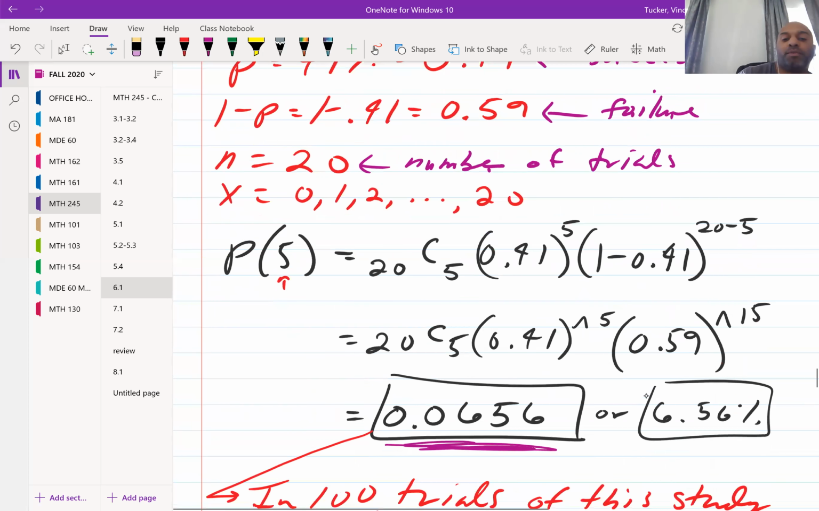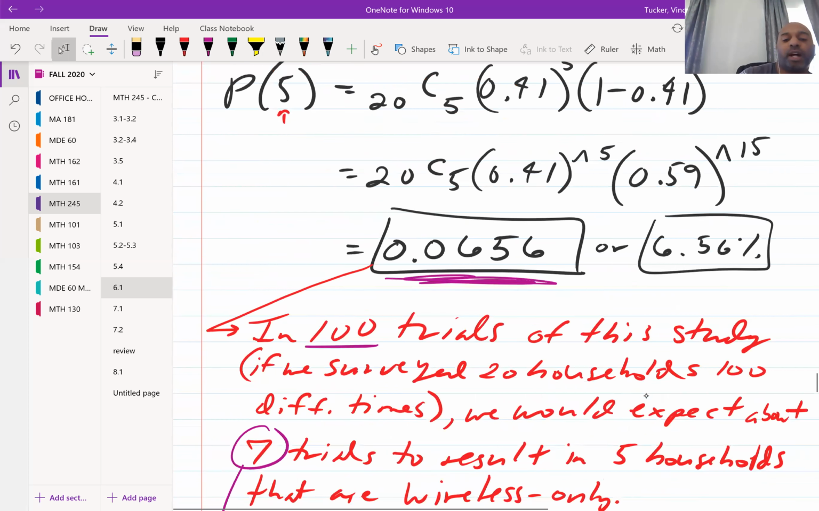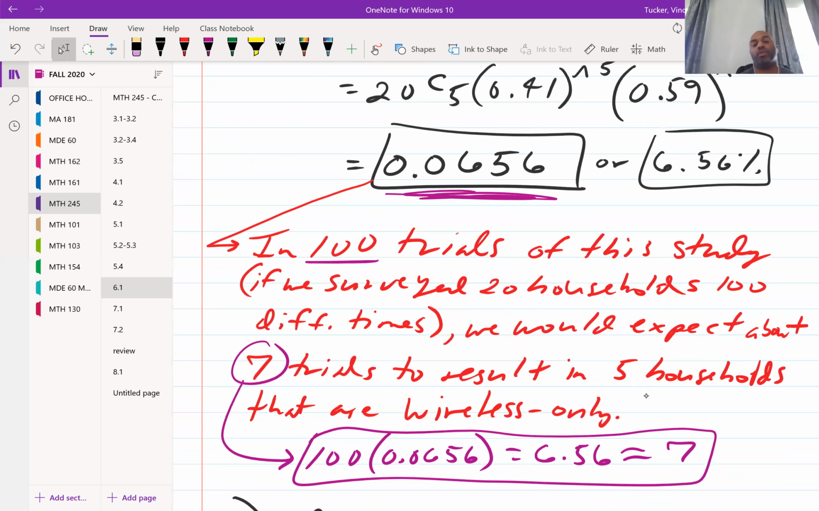Now, remember we talked about how MyMathLab may present an option for your answer. Notice in this case, it says in 100 trials of this study. I basically said that means if we survey 20 households 100 different times. So in 100 trials of this study, we would expect about 7 trials to result in 5 households that are wireless only. Where did they get 7 from? They took that 100 and multiplied it times the probability that we had, which was 6.56%. That's why they say about 7.